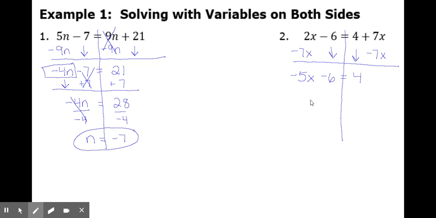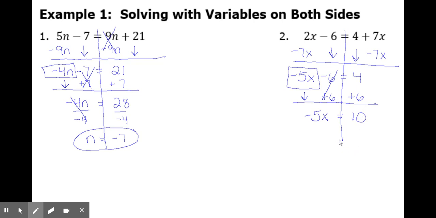From here, this is a two-step equation. So I box off the variable. Outside of the box, I see a negative 6. What's the opposite of a negative 6? Add positive 6. So I'm going to add 6 to both sides. My 6's cancel. I bring down the negative 5x equals 4 plus 6 makes 10.